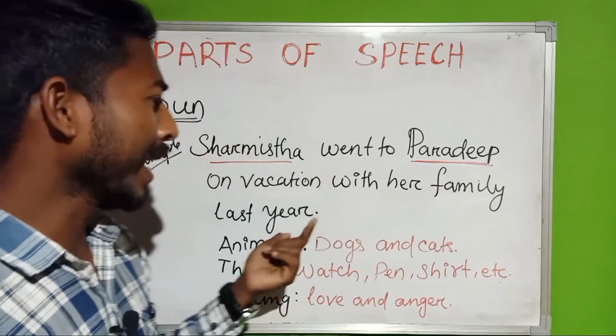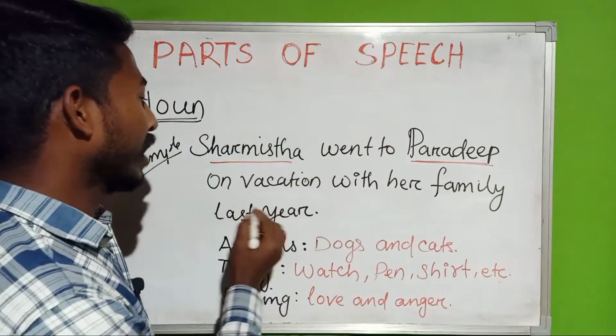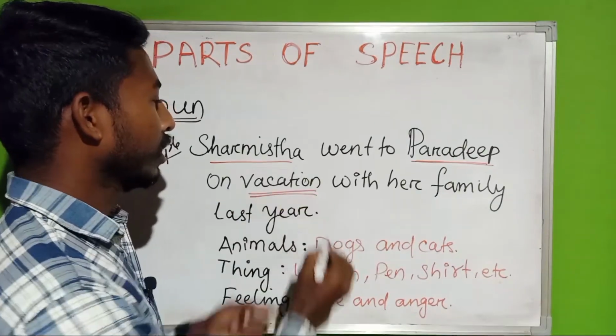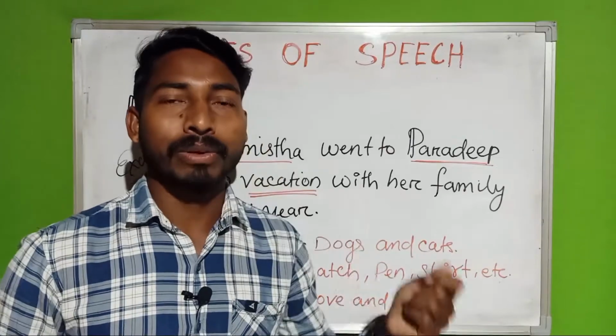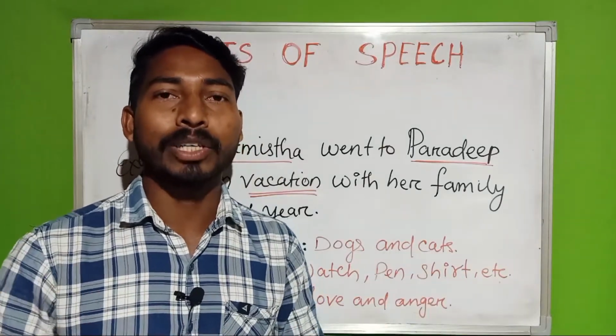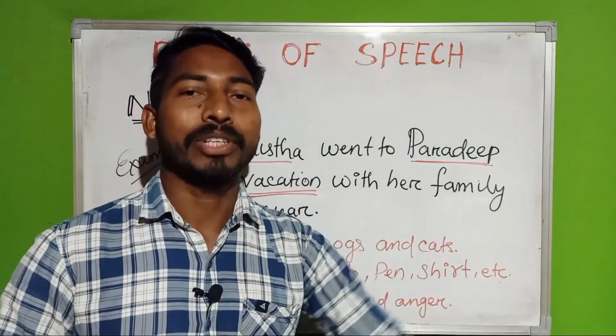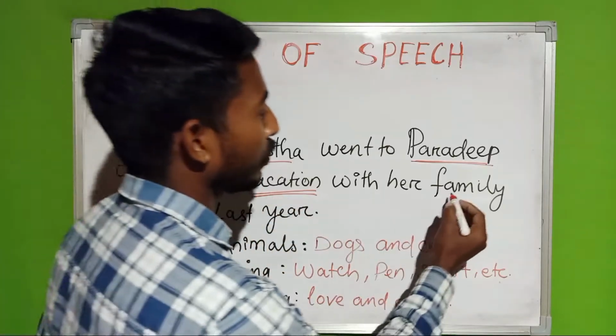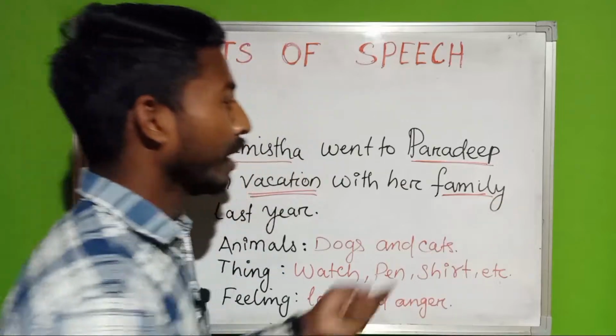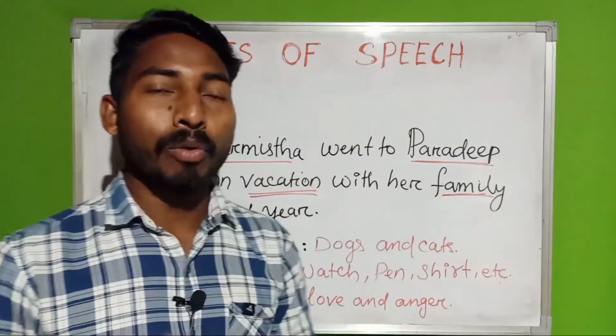Now let's move to the next noun, that is vacation. In the sentence, vacation also acts as a noun because vacation is a name given to a type of trip that people take. Therefore vacation is also a noun here. And the next one is family. This is also a noun. Now let's know what a family is.